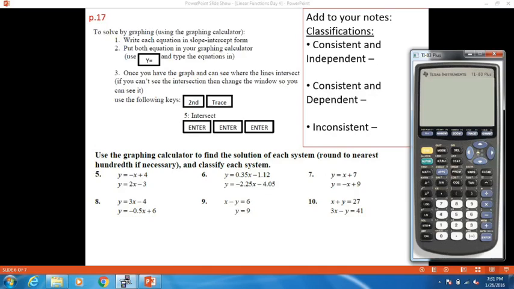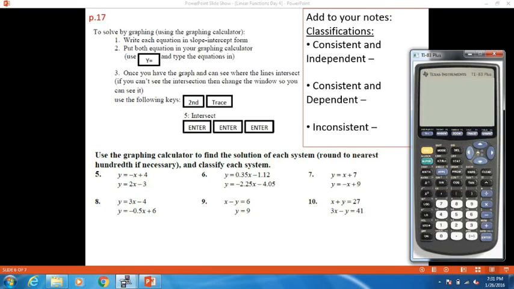Oops, I deleted the answers, but that's okay. We just want to make sure that we can get a couple more examples in here where we can come up with our answers. So let's look at number 6.